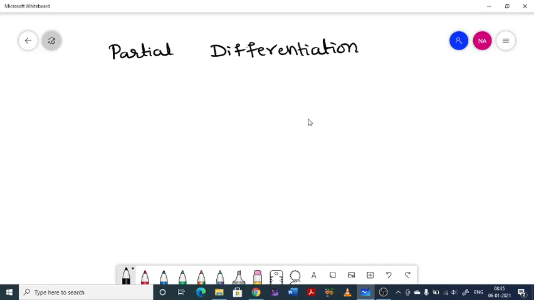Today we are going to start our discussion with partial differentiation. And first of all, I welcome you all for Engineering Mathematics 1 and your BE course. So, in this unit, we are going to discuss how to find the partial derivative of the given function.